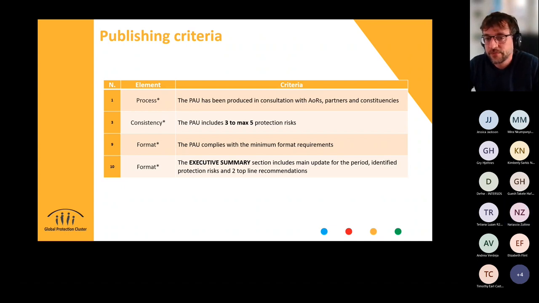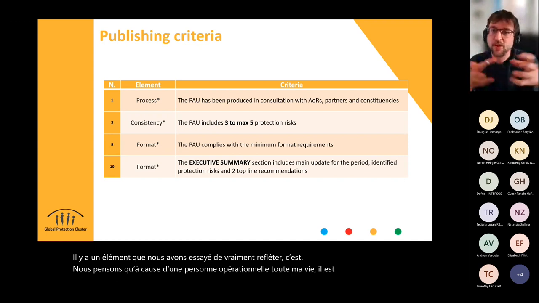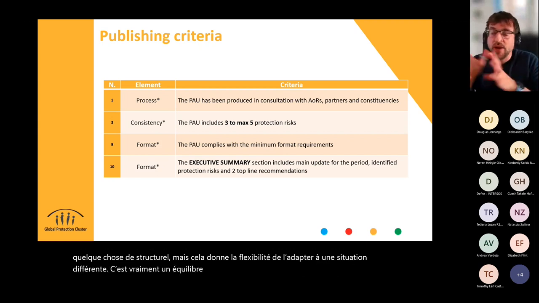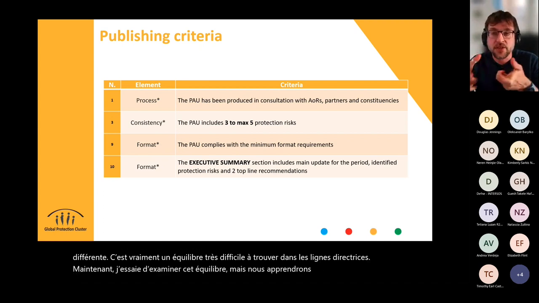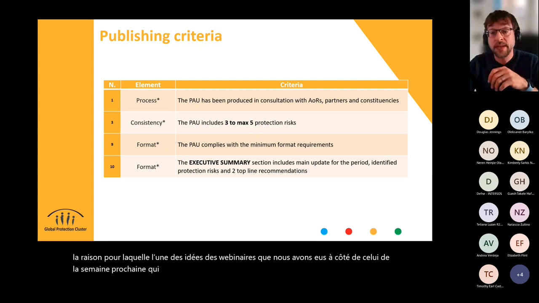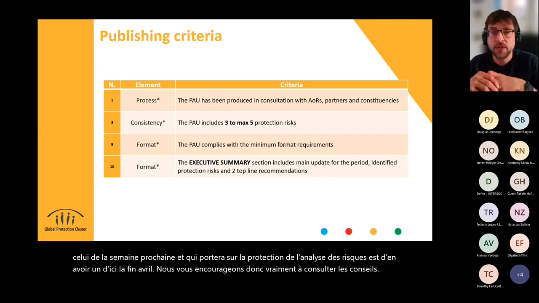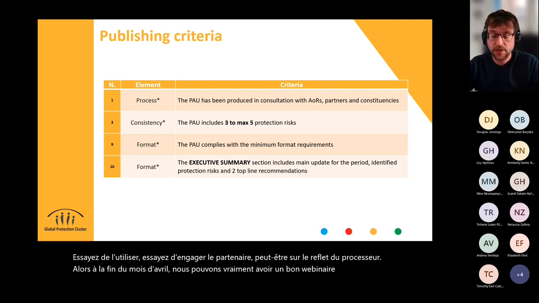Yeah, thank you very much. There is one element that we've been trying to reflect on a lot. Because I'm also an operational person all my life, it's good to have something structured, but that gives flexibility to adapt it to different situations. It's a very difficult balance to find. What we have in the guidance now tries to look at that balance, but we will learn by using it. So one of the ideas of the webinars, besides the one next week that will focus on protection risk analysis, is to have one by the end of April. So we really encourage you to look at the guidance, try to use it, try to engage partners maybe on the reflection of the PAU. Then at the end of April, we can have a good webinar of reflection and think about how they use it.